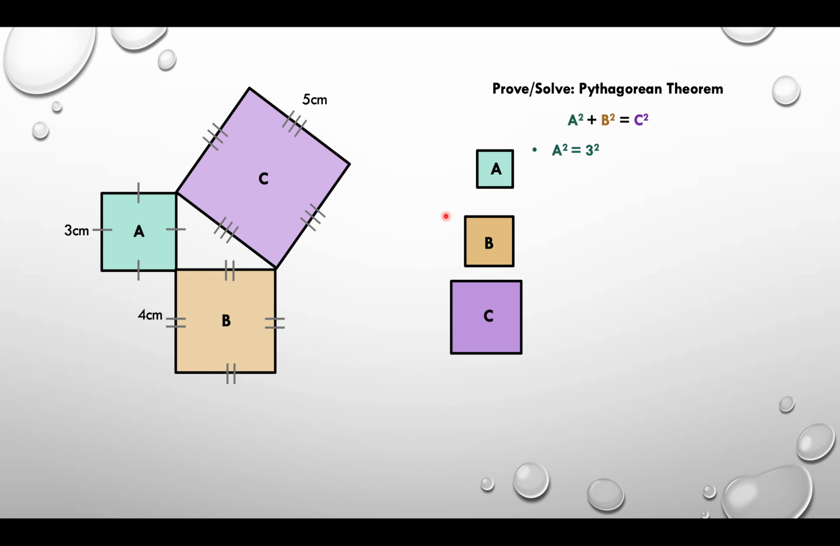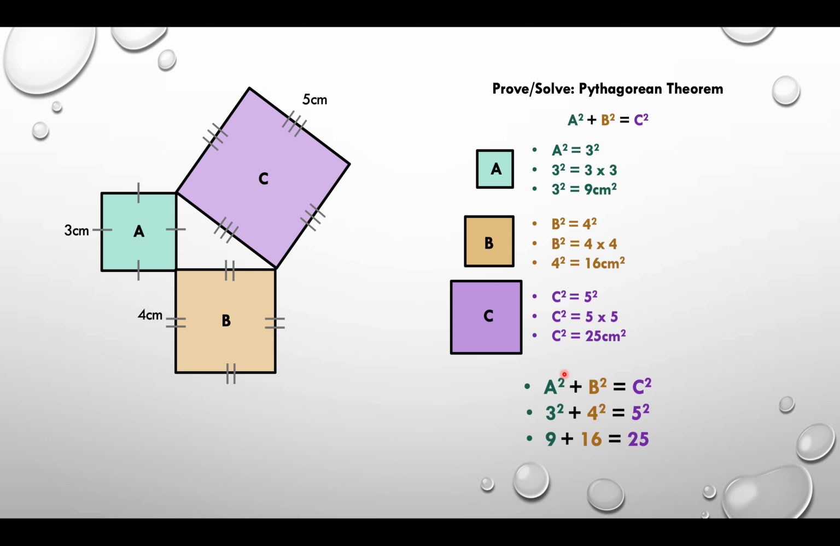So let's start with A, which is 3 squared. It's like saying 3 times 3. So the area of this square is 9 centimeters squared. Second one is 4. So 4 squared is 16 centimeters squared. So 9 and 16 should equal whatever the area of C is. So C is 5 squared, which is 25. So if we do the math below, A squared plus B squared should equal C squared. 3 squared plus 4 squared should equal whatever 5 squared is. That means 9 plus 16 should equal 25. And it in fact equals 25. So that shows that the theorem works in this regard.